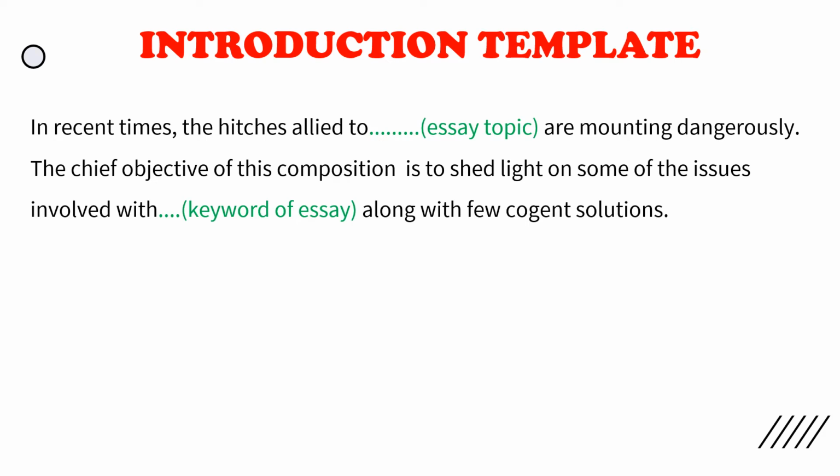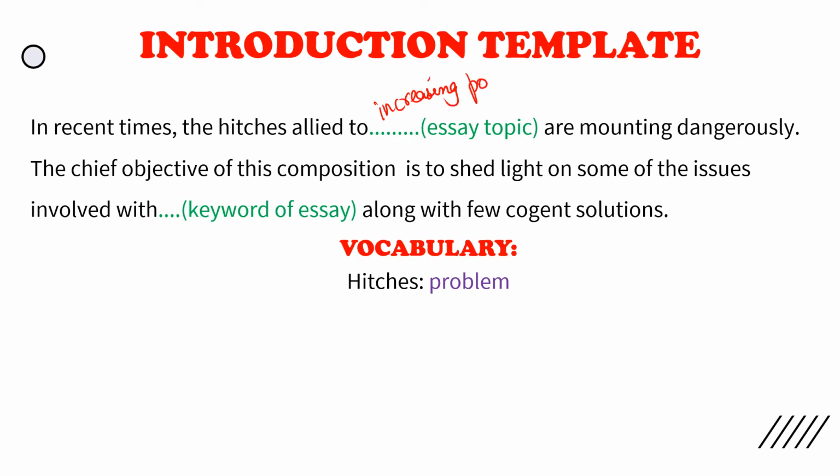So we can say, in recent times the hitches allied to the essay topic. Whatever the topic of the essay is, if it is about air pollution, you're just going to write air pollution. If it is water pollution, you're going to write water pollution. Or increasing traffic congestion, or the hitches allied to increasing population. So if it is increasing population, you are going to write that. The hitches means the drawbacks, the problems, and allied to means connected to. In recent times, the hitches allied to increasing population are mounting dangerously.